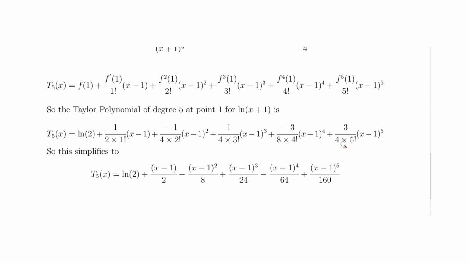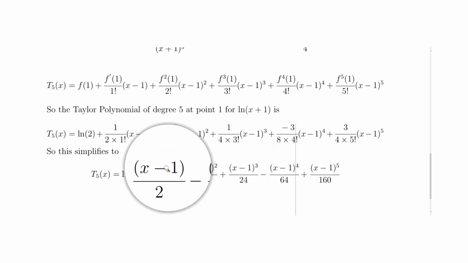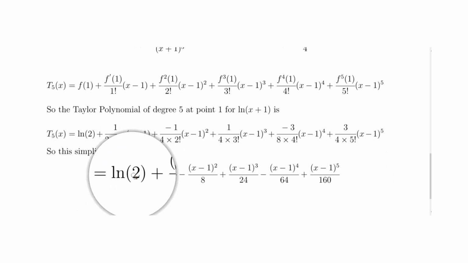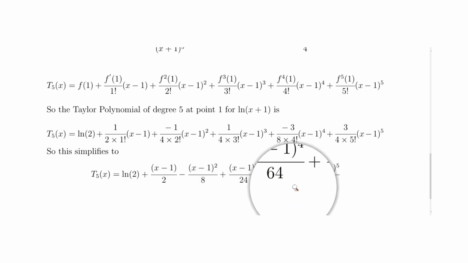And the last one demands a little bit more mental arithmetic, or you could just put it into your calculator. 5 factorial is 120. 120 times 4 is 480. 480 divided by 3 is 160. It's x minus 1 to the 5, so you've got x minus 1 to the 5 over 160. So this here is our answer. That's our 5-degree polynomial for ln of x plus 1 at the point 1.